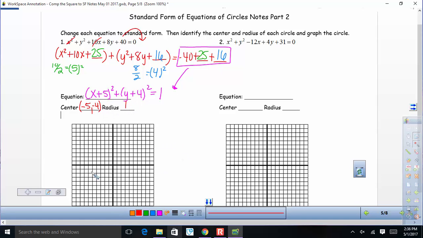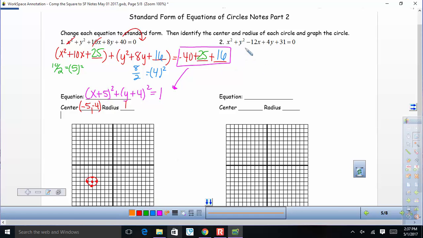1. So to graph that, I would go left 5 and down 4. And then from there, I would go out in every direction, and make my circle. Okay. So is grouping them when they're out of order very hard? Okay, so let's try one more.